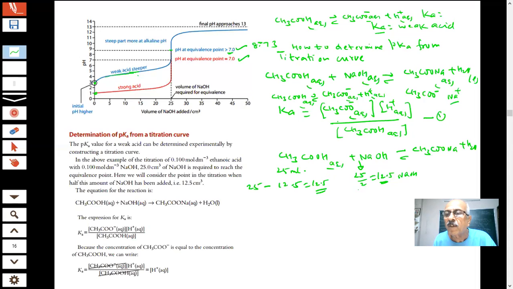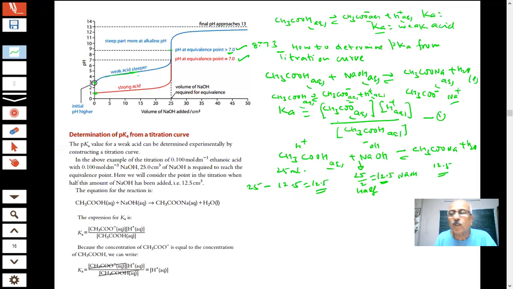If I add half, then what will happen? How much of this will be left? 25 minus 12.5 H plus. How much H plus will be left? Tell me. Half of this. Yeah, half of this H plus. This is giving me H plus. This is giving me OH minus. So 12.5 of this will use half of this H plus. And how much of this will be formed then? Because half is gone, then half of this will be formed. This will also be 12.5. The same will be formed here.